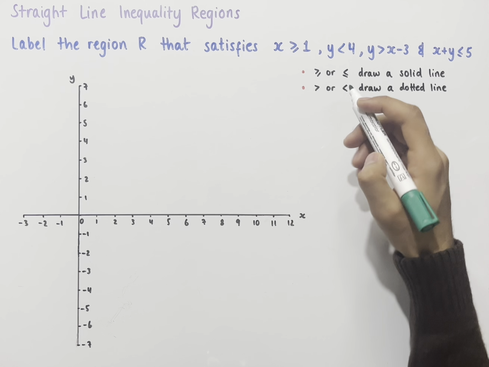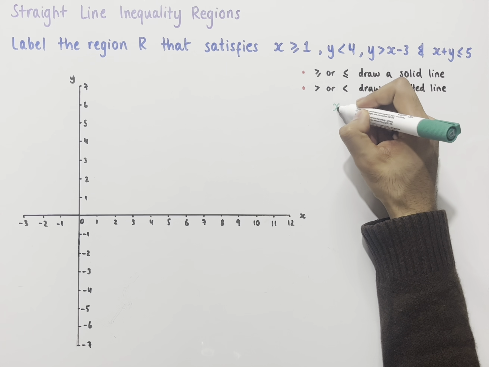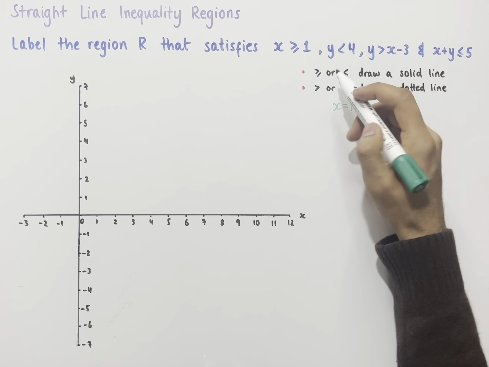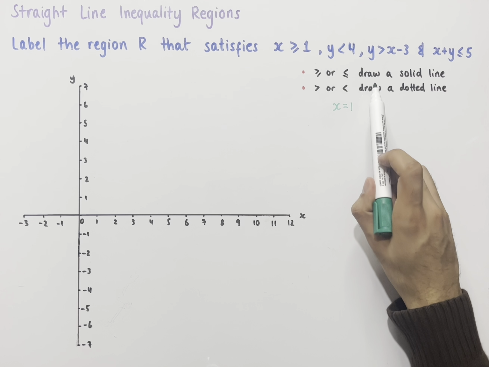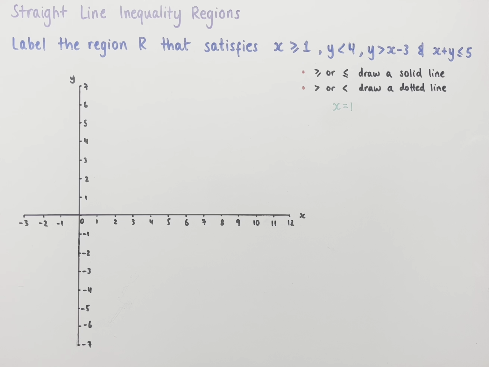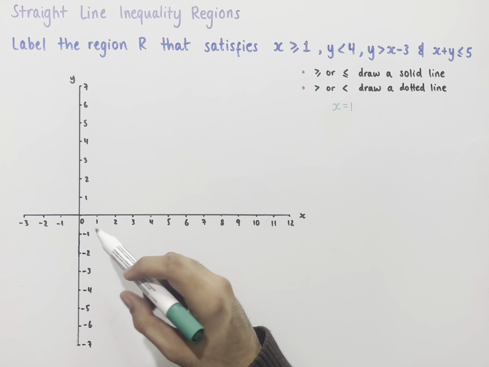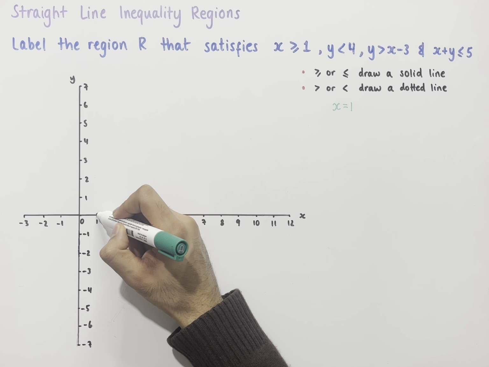Now, the approach is to draw the line x equals 1, bearing in mind that the inequality sign has an equals, and so we'll be drawing a solid line. So on our diagram, if we go to the x-axis and we go to 1, our line is going to be a vertical line that goes through this point.